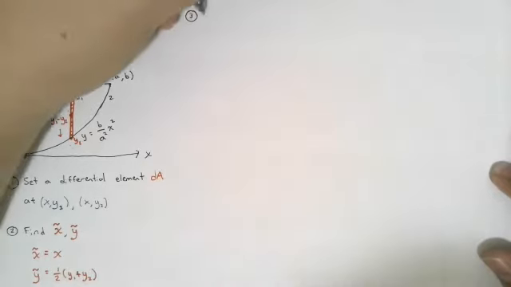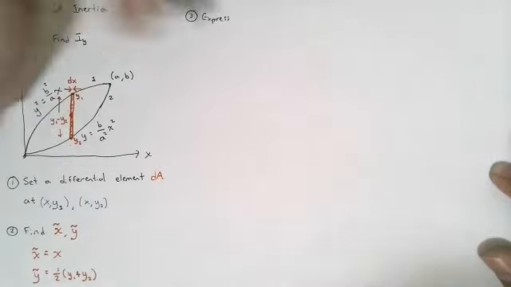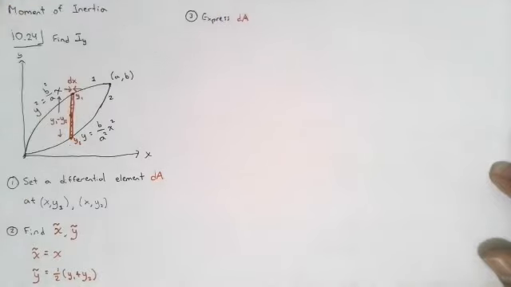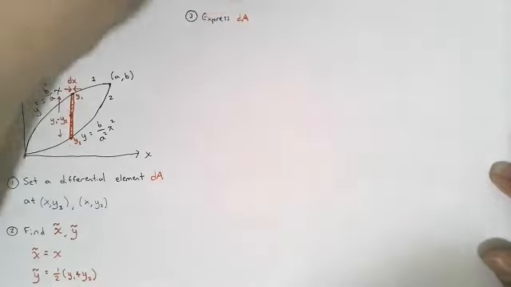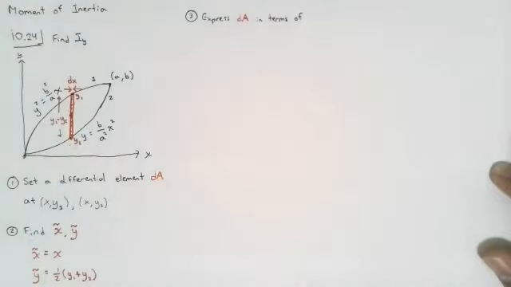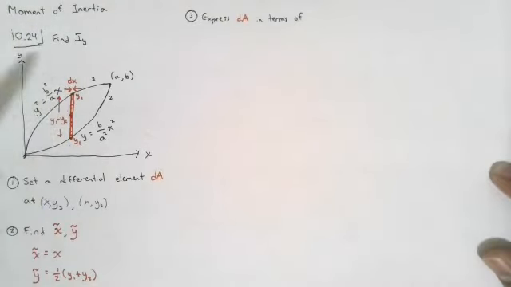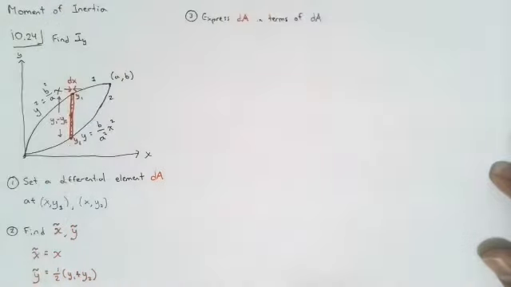After finding our differential element, we can express our area, which we're going to call dA, in terms of our differential dimension. In this case, notice that our differential dimension is dx. Therefore, we are going to express dA in terms of dx. In other words, we want to relate that area dA to the dimension dx.